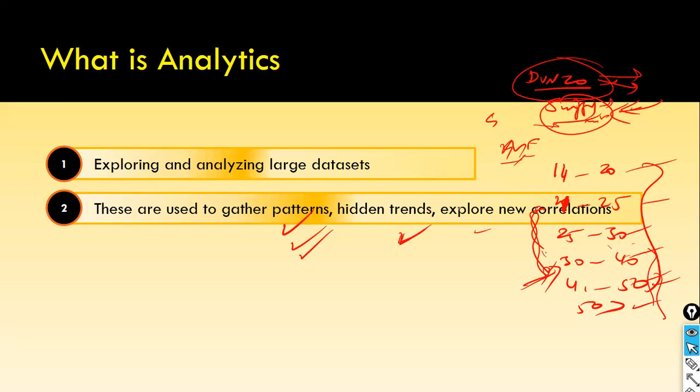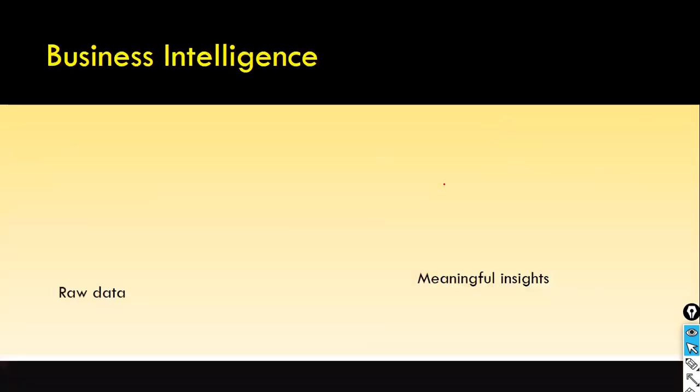You can find out the correlation between, for example, when I increase the price or decrease the price, at what price my sales are going up or optimal, and at what price my sales are declining. So you can identify the correlation by conducting data analytics.